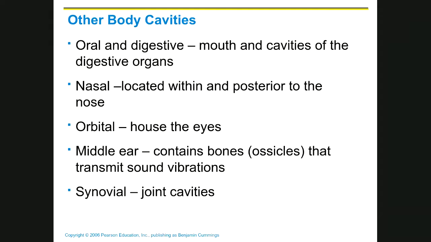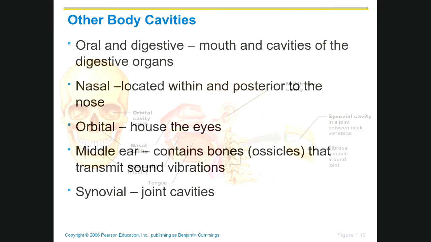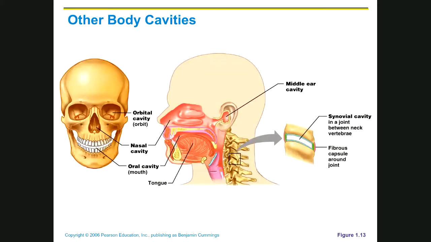So those are the enclosed cavities. But remember, we also have exposed cavities. So exposed cavities open to the outside. And so these are cavities of the digestive system. They're cavities of the respiratory system. They're cavities of the reproductive system. And so if you look at them, remember, you can put a speculum in here. You can put your Q-tip in here. You can put your finger in here. These are all cavities that can be entered from the outside.